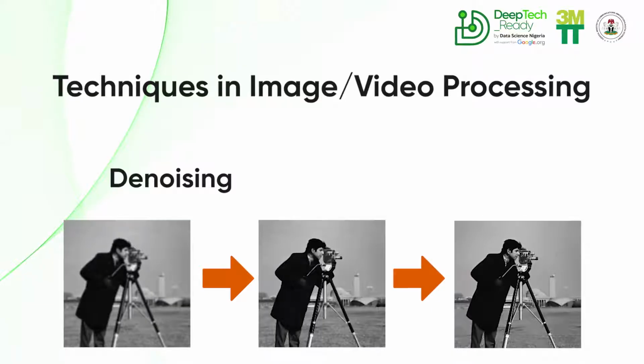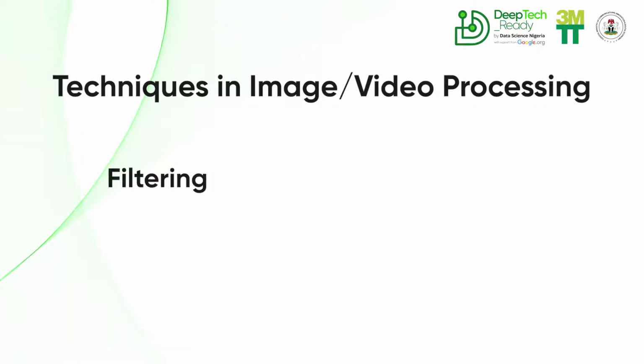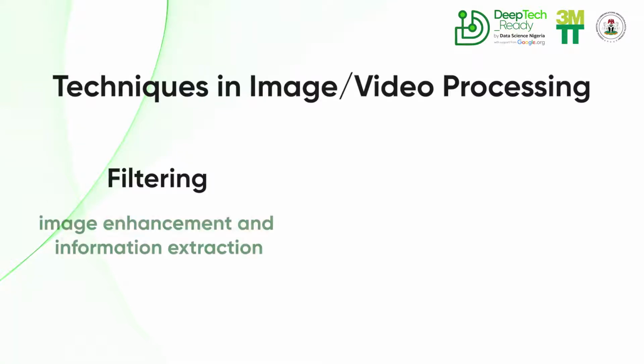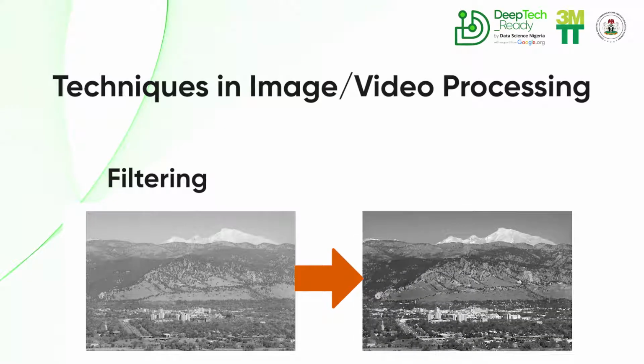Another technique that you would love to know with respect to image and video processing is filtering. So what exactly is filtering? Filtering is for image enhancement and information extraction. So if you're trying to process an image, you want to be able to enhance the image or you want to be able to extract a particular information from the image. One of the techniques that you must have in your toolbox is what we call filtering.